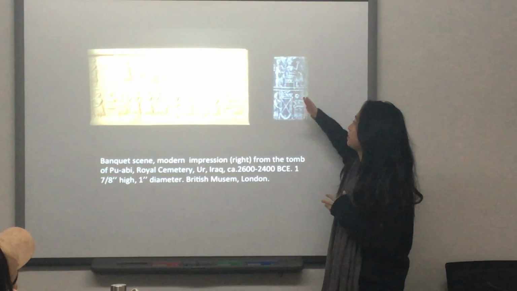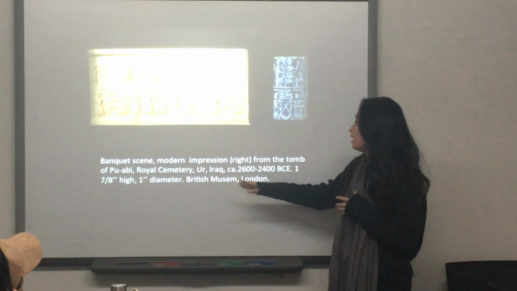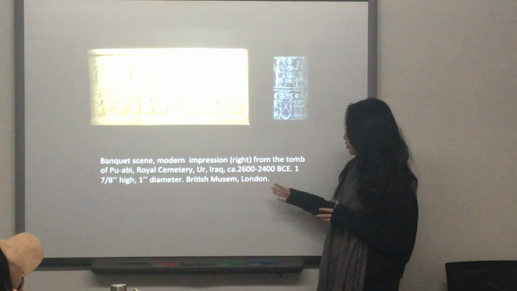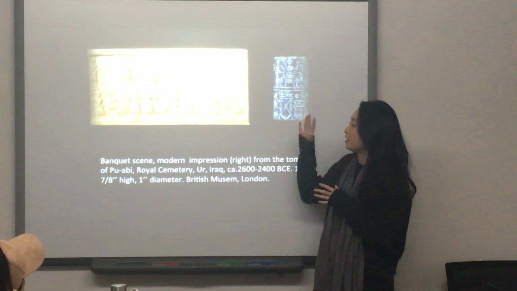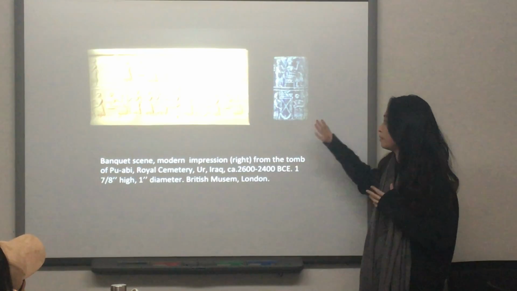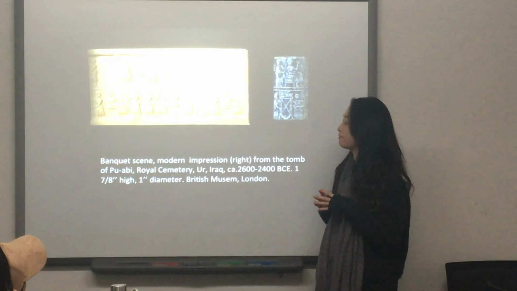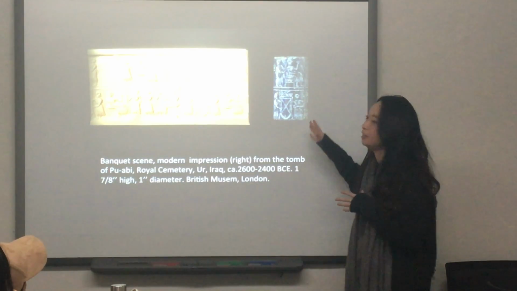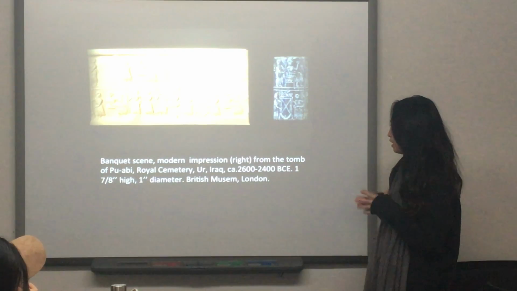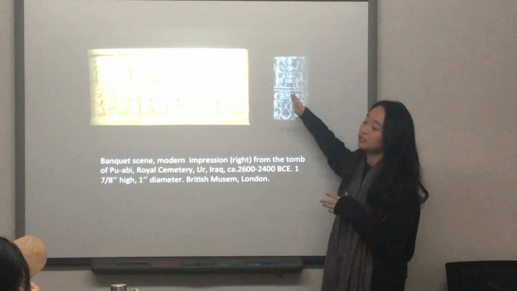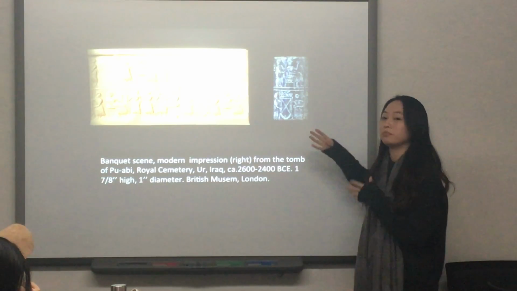This is the first Mesopotamian seal that I will talk about. Its name is Banquet Seal, and it's from the Royal Cemetery in ancient Mesopotamia. Before we come to the details of this cylinder, we can talk about what Mesopotamian seals are. They are divided into two forms: one is the flat stamp form and the other is the cylinder form. The only difference between those two kinds of seals is that cylinder seals can be worn around somebody's neck and also suspended from the waist.